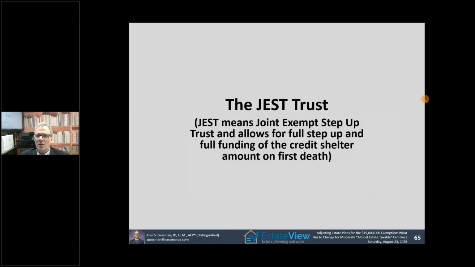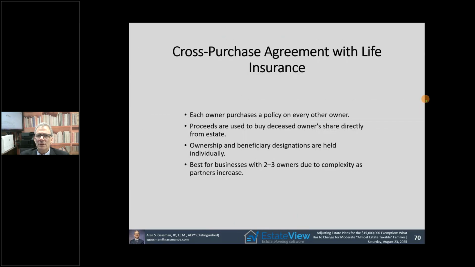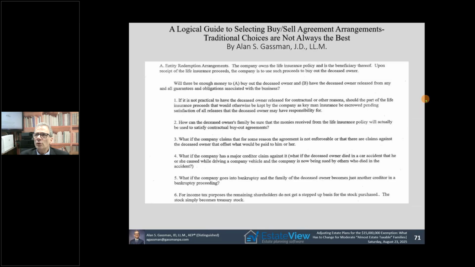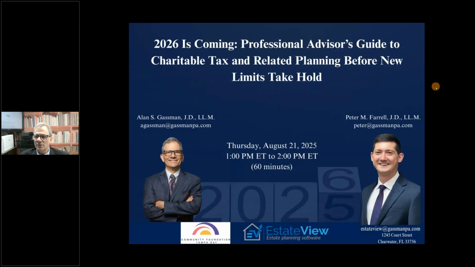So all this planning, including the joint exempt step-up trust, redoing buy-sell agreements, they don't have to be Russian roulette anymore, converting them into cross-purchase agreements so that the life insurance is not subject to creditors. Those are all things we can do.